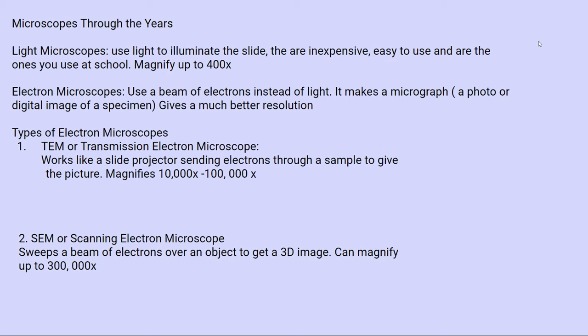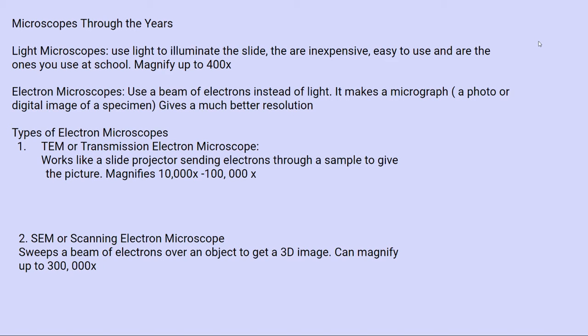A better version of that is known as the scanning electron microscope, or SEM. It sweeps a beam of electrons over an object. Think of a 3D printer, going back and forth and back and forth until you get a 3D image. Now this can magnify up to about 300 times.